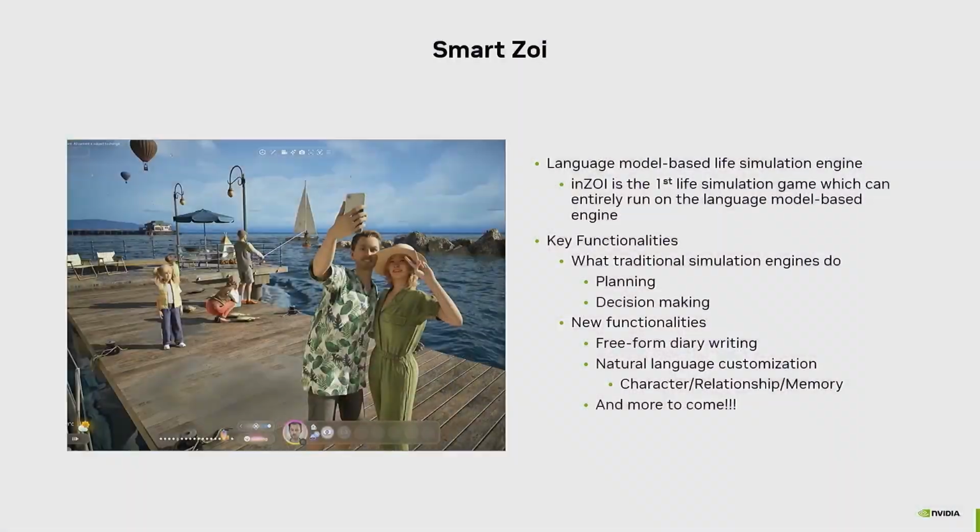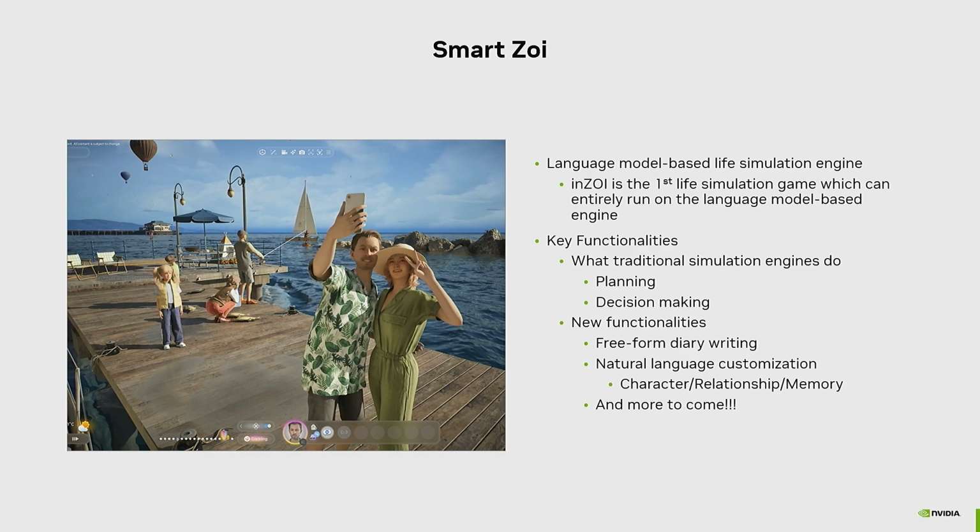SmartJoy is a language model-based life simulation engine, and we are completely redesigning life simulation games, and inZOI is the first one that can run entirely on a language model-based engine. And with SmartJoy, we're not just replicating what traditional engines do, we are introducing new features made possible by a language model. So SmartJoy can plan its day, make decisions based on its schedule and surroundings, and even write a free-form diary, all without prescripted content.